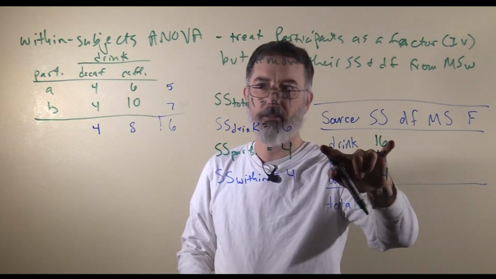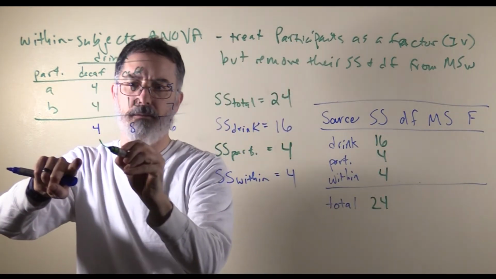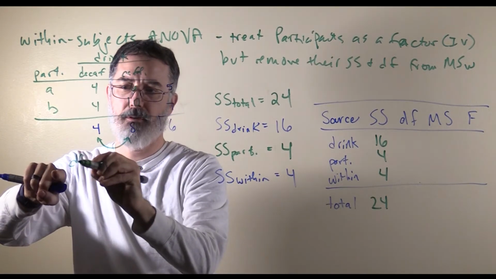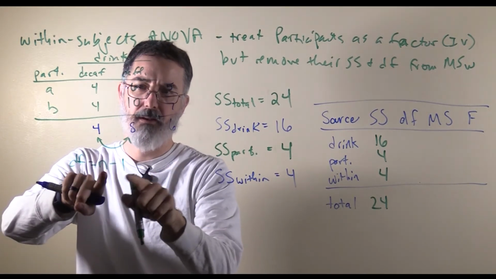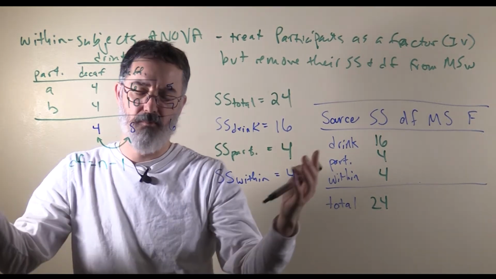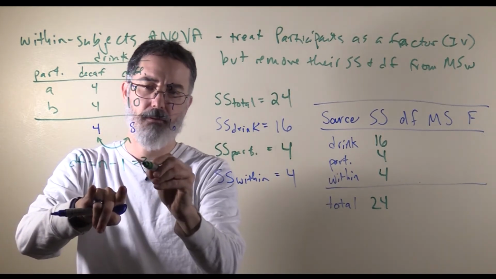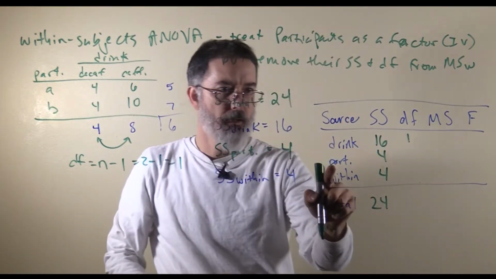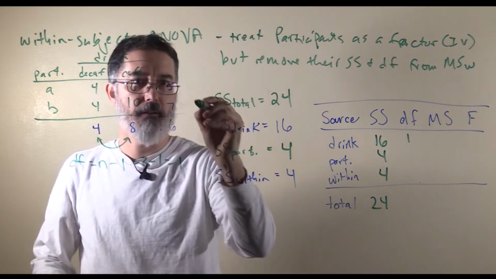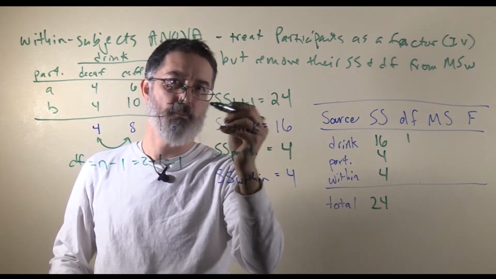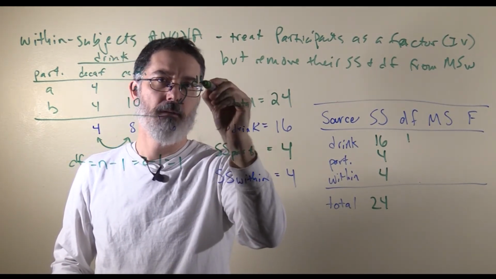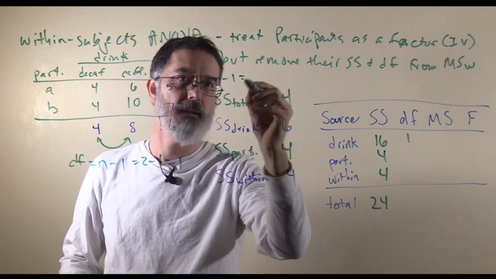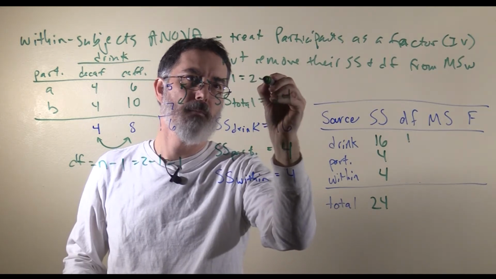For drink, that's pretty easy because for drink there were 2 means. So there's 2 groups, so the degrees of freedom, as usual, is n minus 1. And n in this case refers to the number of groups, just like it did with all of our previous ANOVAs. So 2 minus 1 is 1. Degrees of freedom for drink is going to be 1. The degrees of freedom for participants is calculated the same way. There's 2 participants, there were 2 means. So the number refers to the number of means here, because that's what we use to calculate it. And that's going to be 2 minus 1, which is 1.